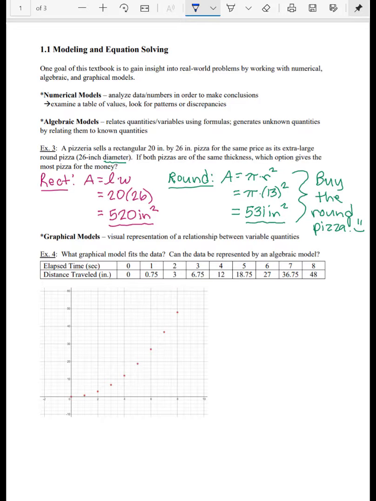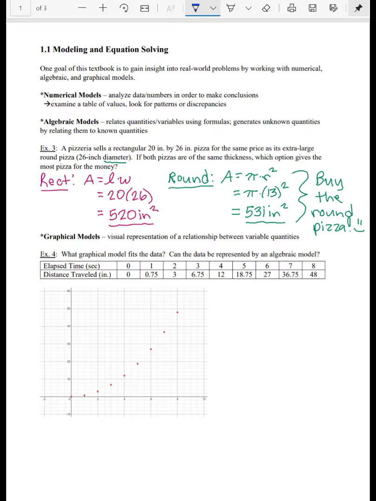The first thing we do is try to take data and graph it and see visually if it looks like any kind of function that we could then use an algebraic model to represent. If we could create an algebraic model, we can use it, like it mentions above, to generate unknown values.